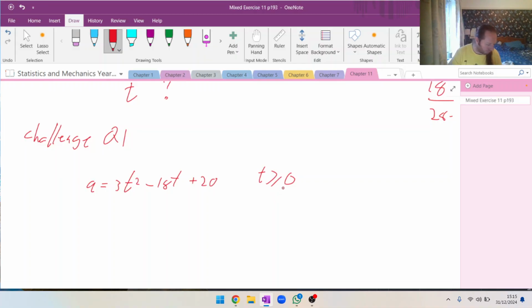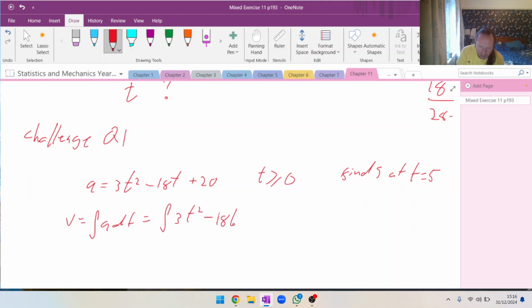Okay, so find distance. So find s at t equals 5. If we have the acceleration, we can integrate it to get us a velocity, and we can integrate that to get our distance. So let's have velocity is equal to the integral of a by dt, which means it's the integral of 3t squared minus 18t plus 20, which would give us, increase the powers here.